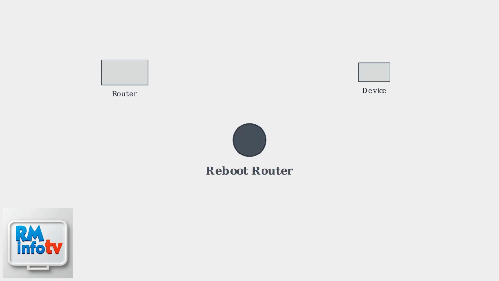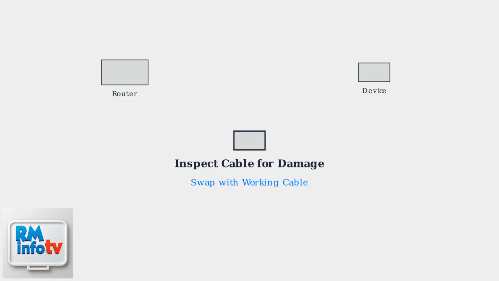Next, reboot your T-Mobile router. This simple step often resolves temporary glitches by resetting the network connection and reassigning IP addresses. If problems persist, inspect the Ethernet cable itself. Look for any signs of damage, like bends or cuts. Try swapping it with a known working cable to rule out cable failure. These basic checks solve the majority of Ethernet connectivity issues.